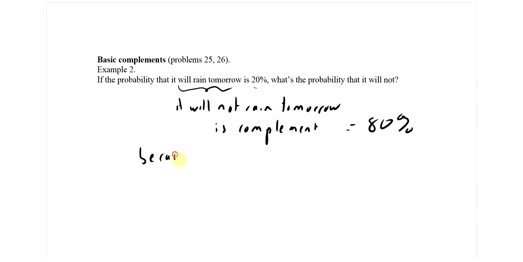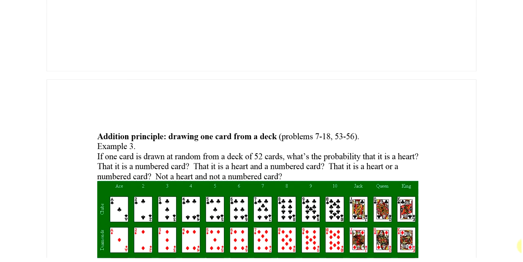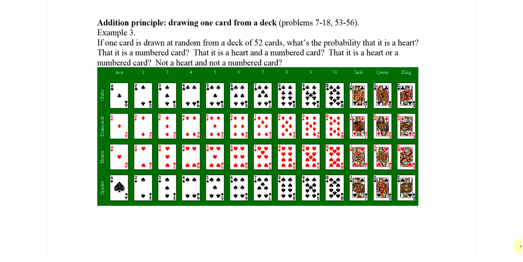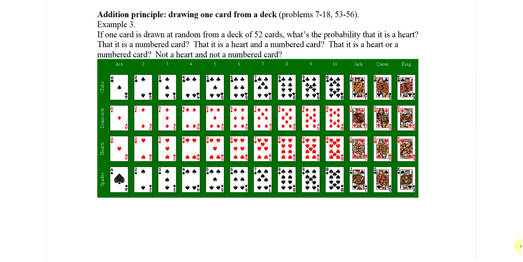because 100 minus 20 equals 80, right? 100% chance that it will either rain or not rain. 20% chance of raining, so that means 80% chance of it not raining. So complements, I mean, that's how complements work, right? 1 minus the probability of something happening is equal to the probability of it not happening. Often problems involving complements are a little bit trickier than this one. So let's move to some drawing one card from a deck.